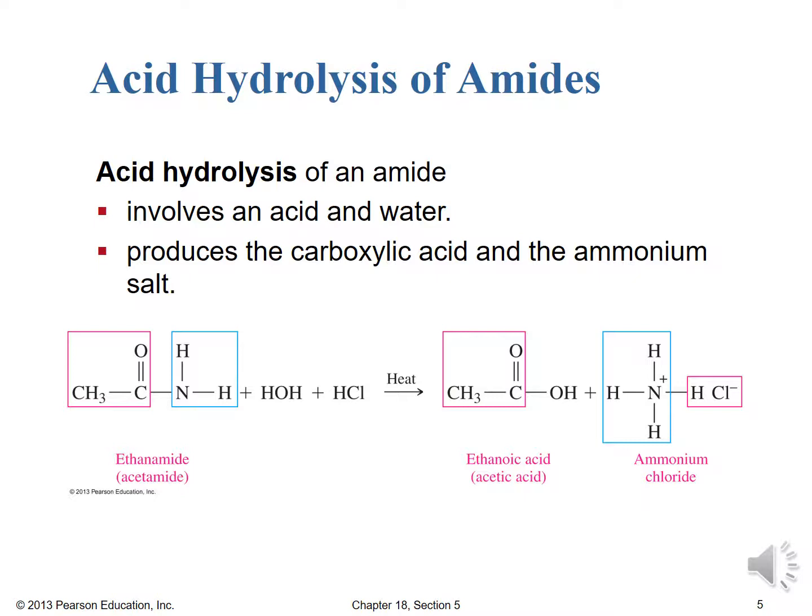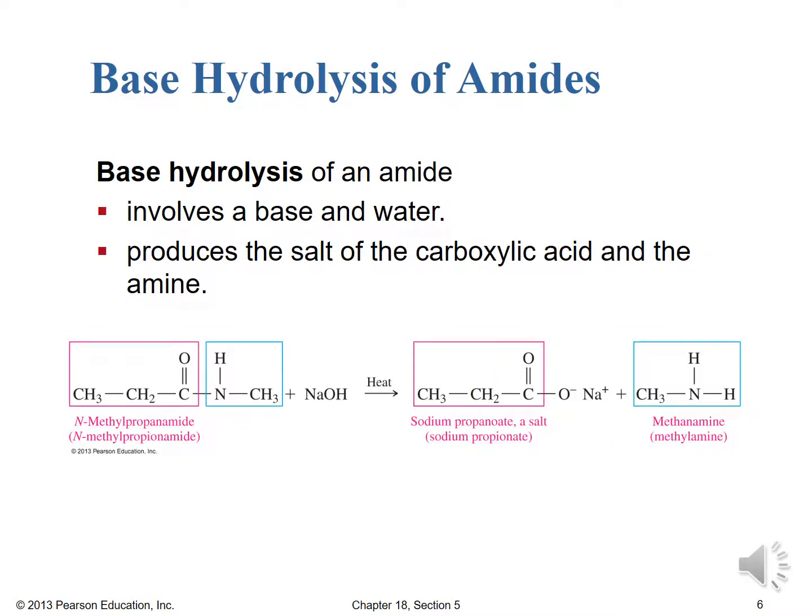Let's take a look at acid hydrolysis of amides first. So we have the amide and a water molecule in the presence of heat, or biochemically in the presence of enzymes, producing the carboxylic acid and the ammonium salt here. So here we're looking at ethanoic acid or acetic acid. It was ethanamide or acetamide by common naming. And we've made now ethanoic acid or acetic acid along with ammonium chloride, right? There's excess HCl present, so we get the ammonium chloride instead of the neutral ammonia.